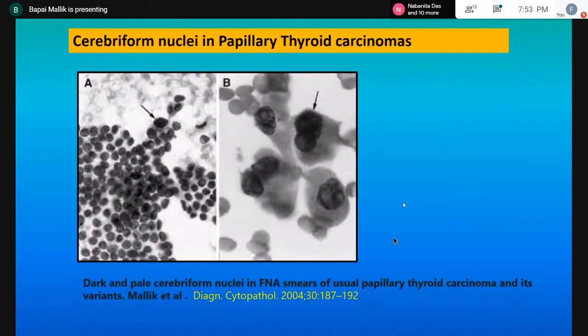Now, another thing that we may find in papillary thyroid carcinomas are cerebriform nuclei because of the nuclear membrane irregularities. Some of them can be very dark, mummified cerebriform cells. And actually, our team was the first back in 2004 to describe and analyze the presence of dark and pale cerebriform nuclei in a series of cases. This was the first time the presence of dark and pale cerebriform nuclei in FNA smears of usual papillary thyroid carcinomas and its variants was published in literature. Back in 2004, it was published in Diagnostic Cytopathology. So I managed to get one of the pictures to show you over here.